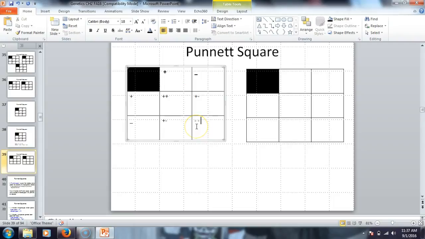Minus, minus. So again, this is kind of like the OO. If you end up with a child that doesn't have the RH, they're negative. They're negative because both parents did not give them the ability to make that antigen. So both parents would have to be heterozygous, even though both parents phenotypically are positive because they have one allele that's making that protein on the surface of their red blood cells.